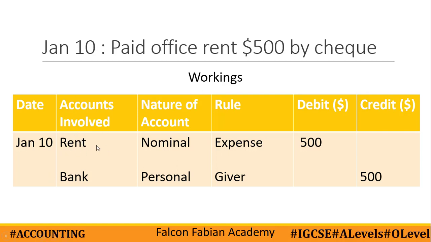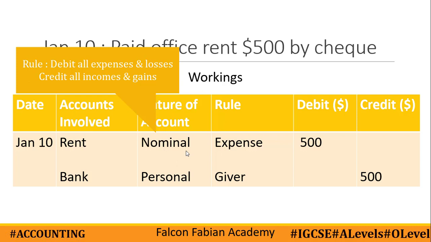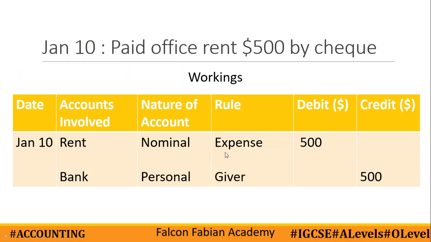Now rent is an expense for the business. Therefore, the rule for nominal account is going to be applied to rent. And the rule for nominal account is debit all expenses and losses and credit all incomes and gains. So rent is an expense, therefore rent account needs to be debited by amount 500.